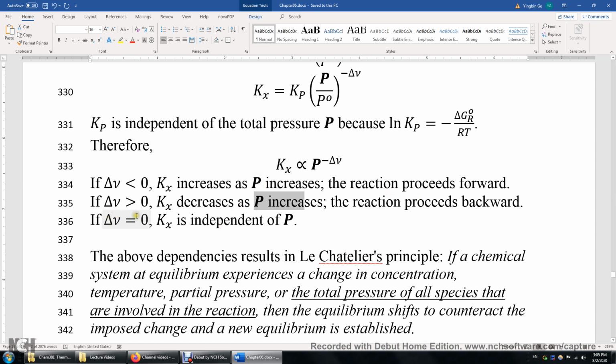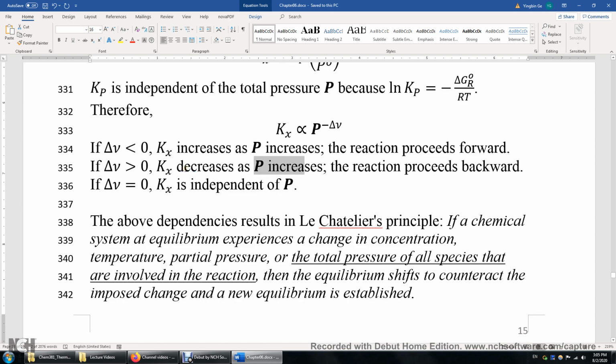What if this delta nu is equal to 0? Then this K sub x is independent of the total pressure. Again, you just plug in this delta nu is 0 here, you'll see K sub x is equal to K sub p. Both are independent of the pressure. So those are quantitative analysis, but really it's just this Le Chatelier's principle.